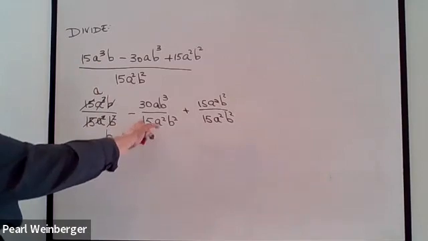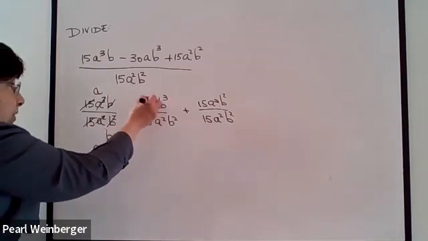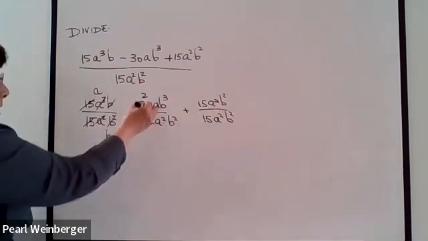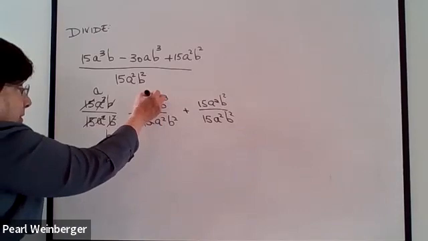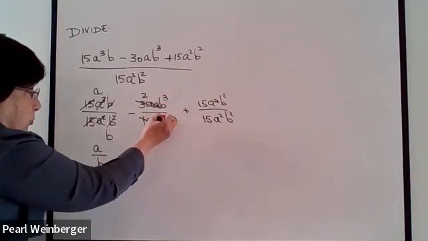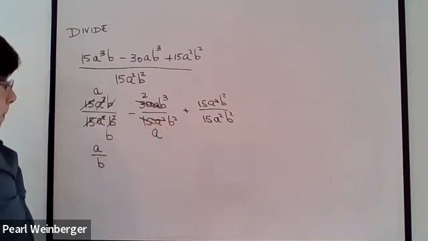Okay, now we're going to the next fraction. I have a 30 and a 15. I can divide by 15. I get 2 here, and this cancels. The a and the a squared, the a cancels out because it's the lower exponent, and 2 minus 1 is 1, so I get a on the bottom.